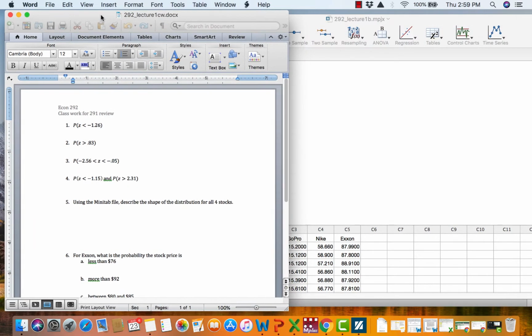And you also want the Word document open, which is 292_lecture_1_CW. All right, and when you open it up, you should see where I'm asking immediately for some probabilities of z-scores. All right, so let's just go through this.